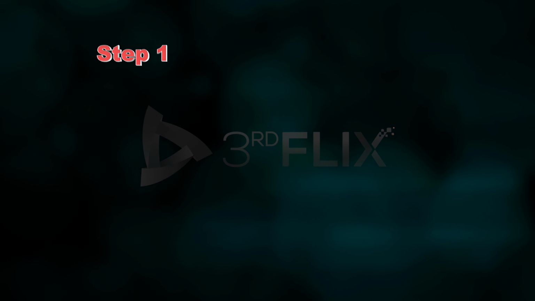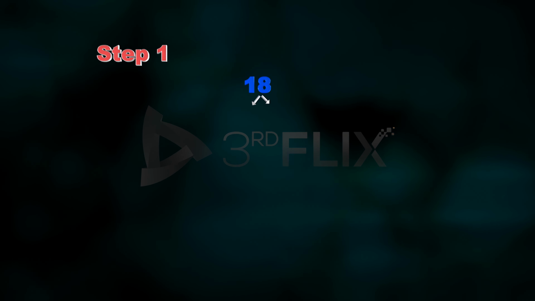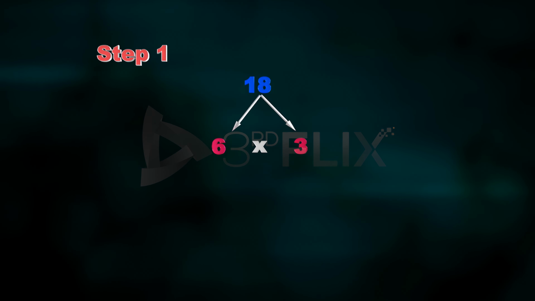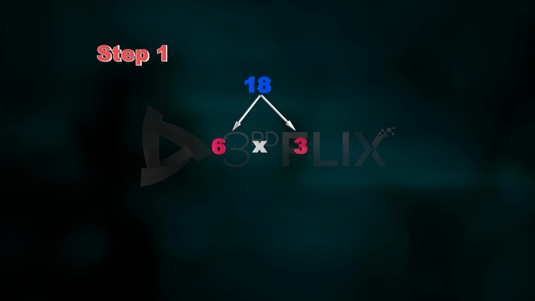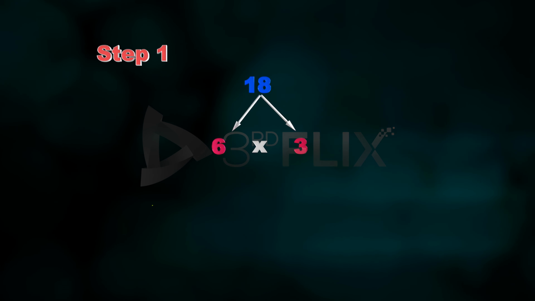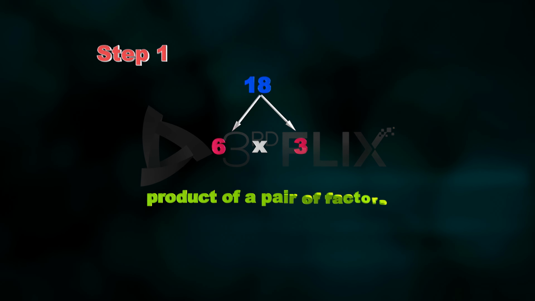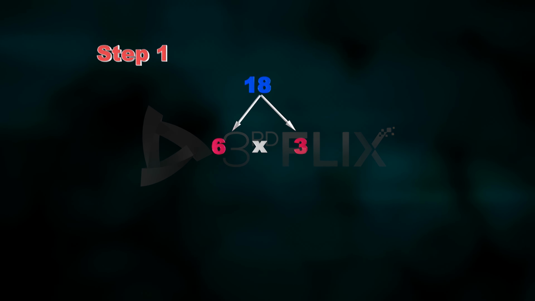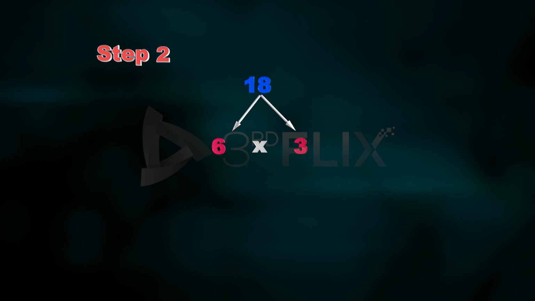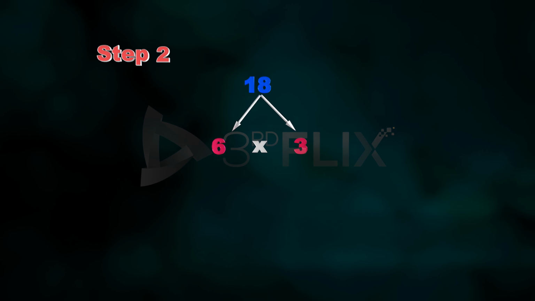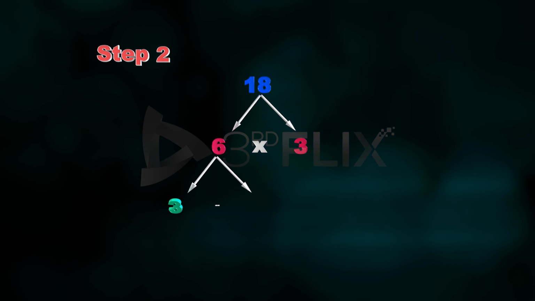Step 1. Write 18 as the product of a pair of factors. This gives 18 as the product of a pair of factors. Step 2. Look for the composite factor and find all the prime factors.